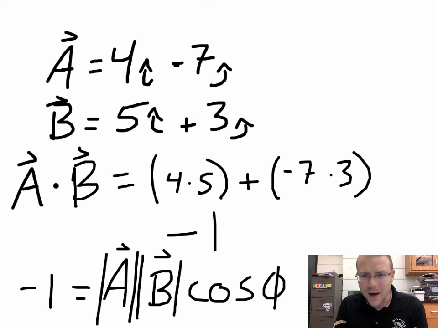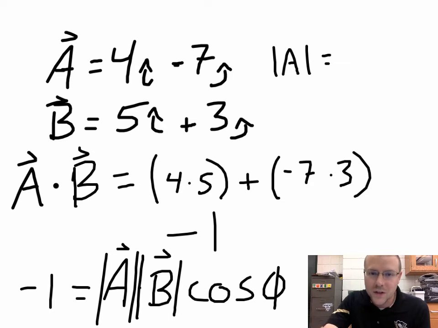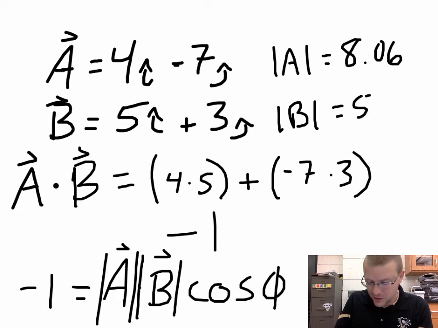So how do I get the magnitude of vector A or vector B? Well, magnitude would just be how long is that vector in the two-dimensional space that we have here. It's 4 to the right, it's 7 down. So if I wanted to find that magnitude, I'm going to use Pythagorean and square each of my values, take the square root, and I get the magnitude of A to be about 8.06. And I get the magnitude of B, if I do the same thing for B, to come out around 5.83.